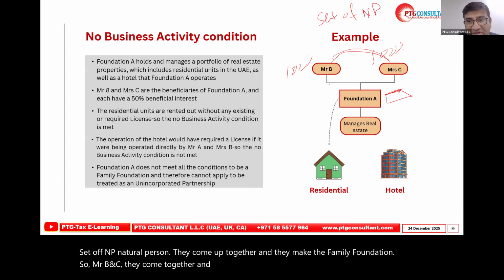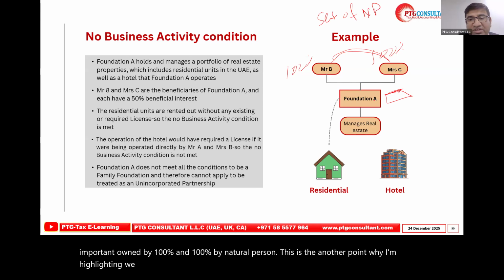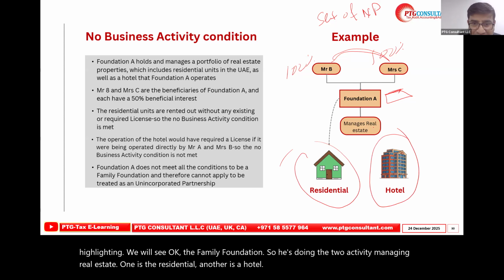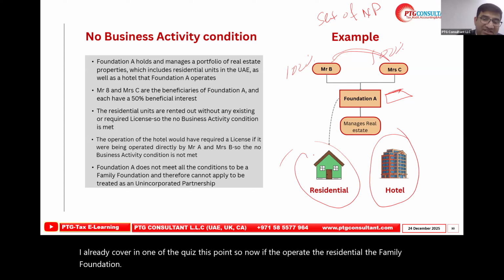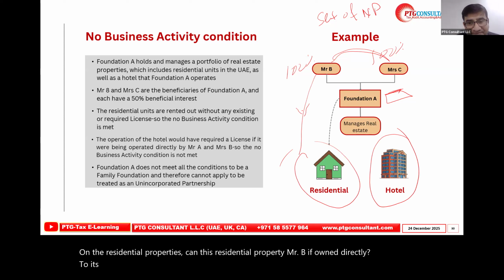The important point is that it is owned 100% by natural persons. This is another point I'm highlighting. The family foundation is doing two activities, managing real estate. One is residential, another is a hotel. I already covered this point in one of the quizzes. Now, if the family foundation owns the residential properties, and Mr. B owned them directly, would they be subject to corporate tax or not?